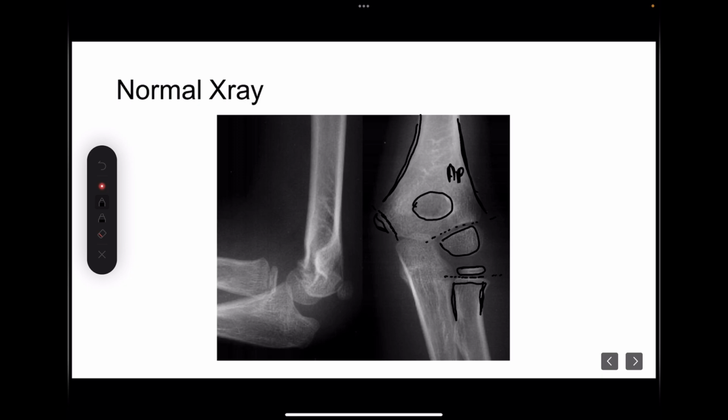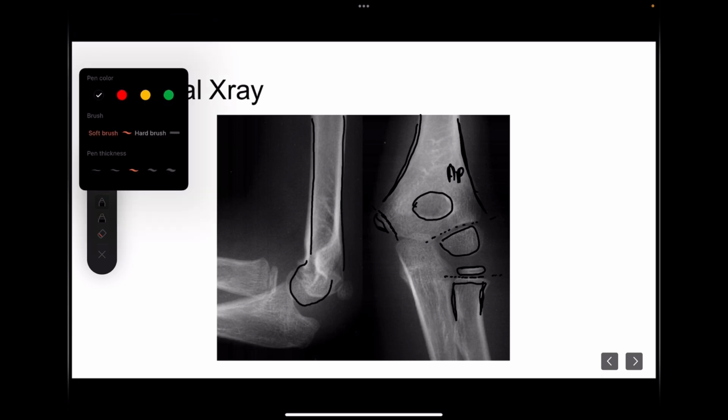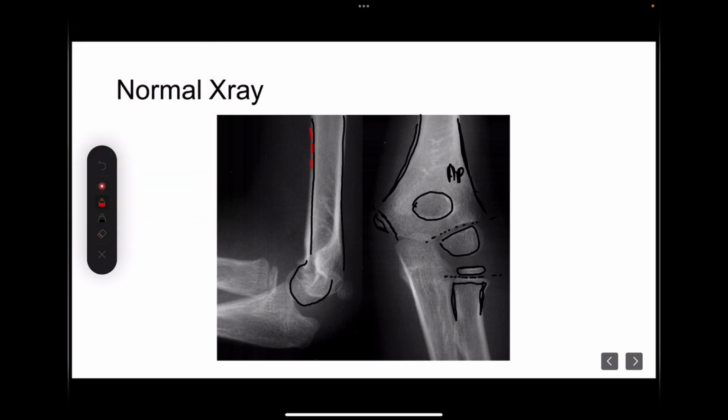And on the lateral view, this is the distal humerus on lateral view. This region is the capitellum, and if I draw a line along the anterior aspect of the humerus, that is anterior humeral line, it is going to bisect this capitellum in anterior 2/3 and posterior 1/3. So this is the normal radiology you should keep in mind.